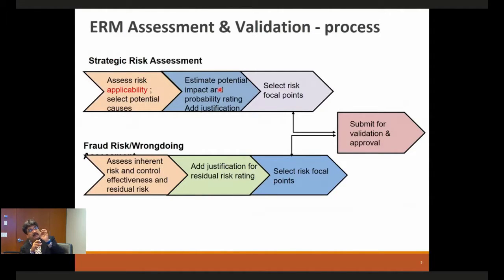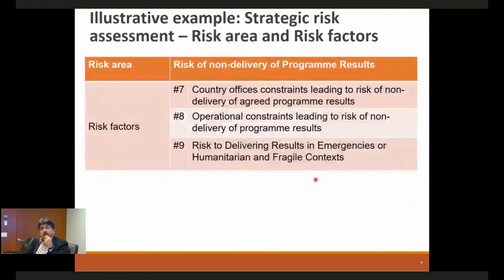We only define the impact and the probability and add justification. And that's the only change for the strategic risk assessment. And for the fraud risk assessment and wrongdoing assessment, the only change is that we have to select or identify the focal point as well, which was not there last year. Now, the next few slides are same like last year.